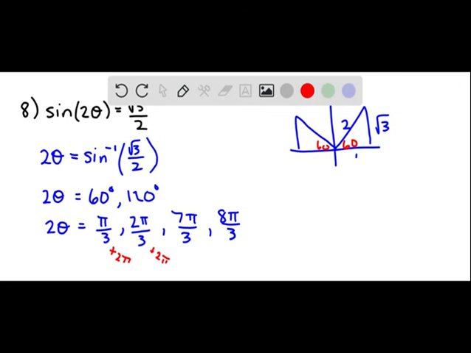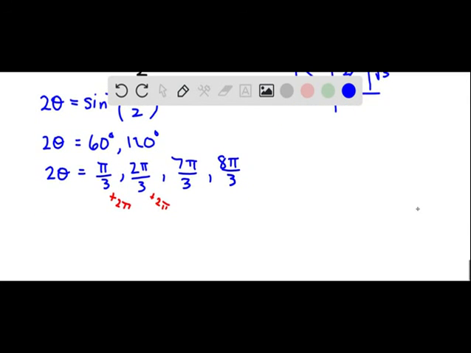So for part A, oh, whoops, I'm not quite done yet. Now we need to divide everything by 2. So we have pi over 6. 2 pi over 6 would be just pi over 3. And then we have 7 pi over 6. And then 8 pi over 6 would just be 4 pi over 3. So that's part A.